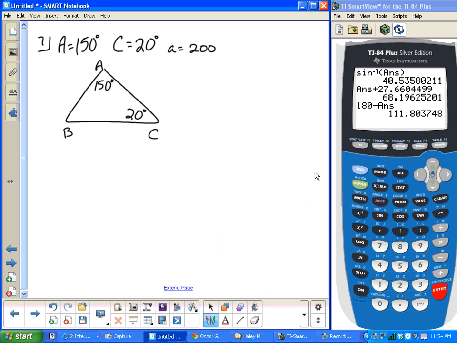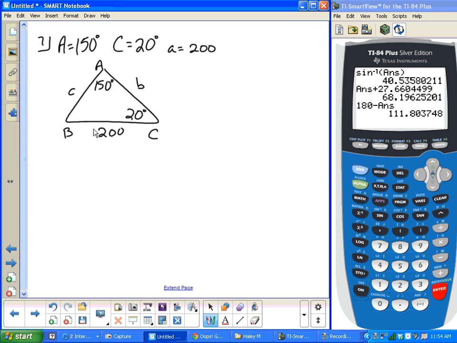Okay, that's number 7 from your laws of sine and cosine worksheet. So let's notice what's given here. I didn't write in my given side here. A was 200. We're missing sides B and C. So we have 2 angles and a side here.